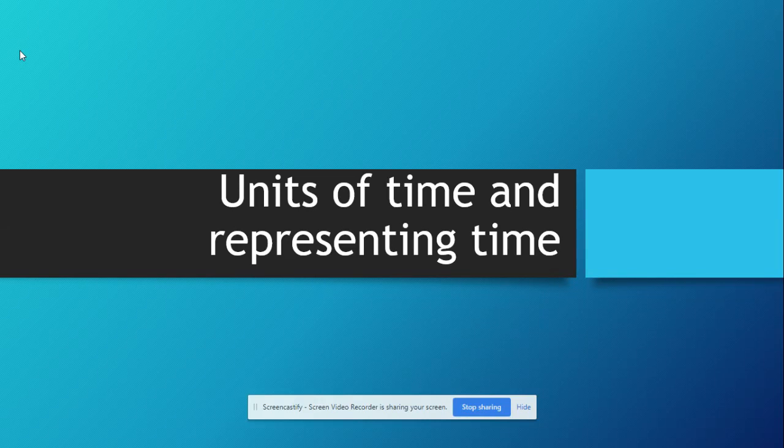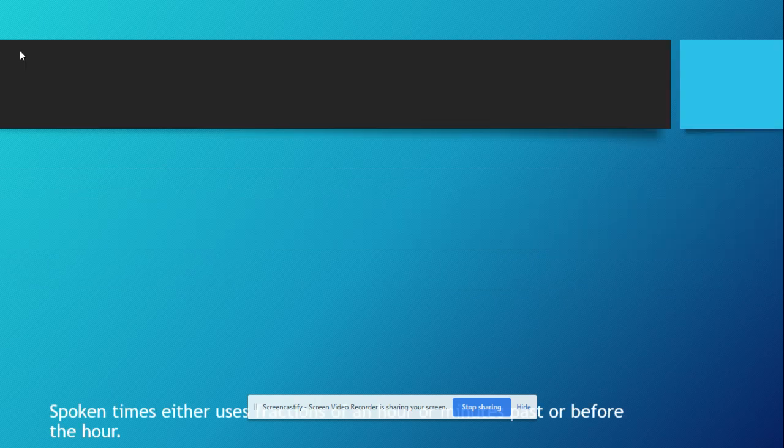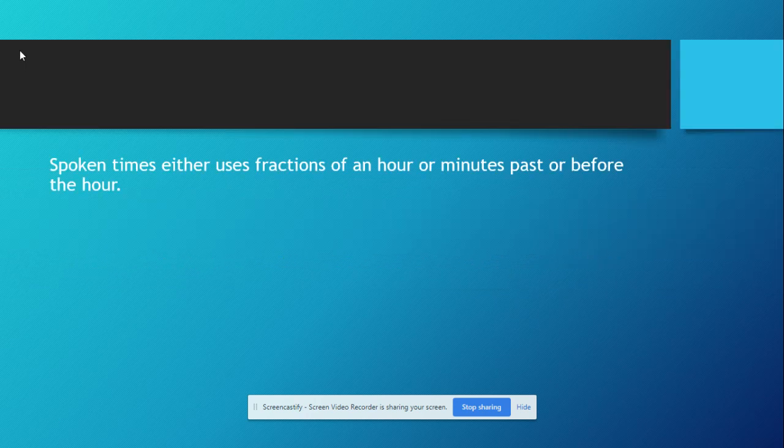Looking at units of time and how to represent time. You probably know a lot of this already, so let's see how you go. Spoken times either use fractions of an hour or minutes past or minutes before the hour. And this is also stuff that you all know probably already.